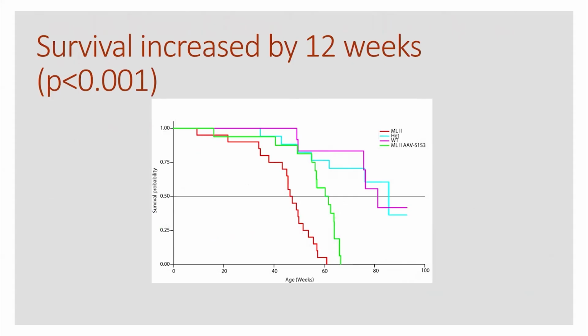We did see a statistically significant increase in survival of approximately 12 weeks. So the red line are the untreated ML2 mice. The green line is the treated ML2 mice. And then the purple and blue lines are the heterozygous and wild type mice.